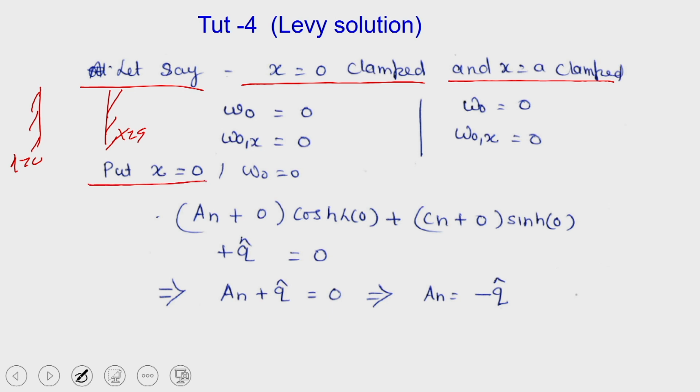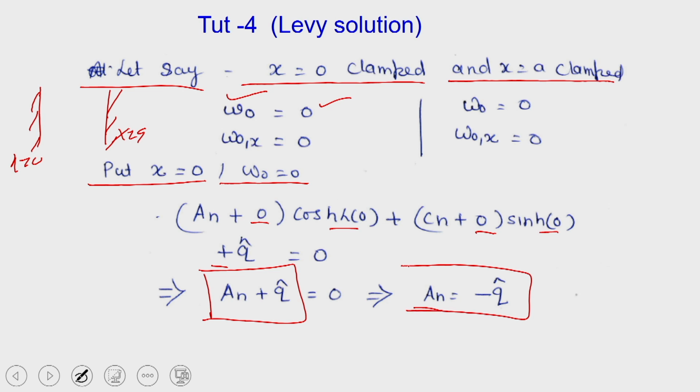You put x equal to 0; for that case, deflection must vanish. So you put x equal to 0 in that form. Then from there you come to know that A n plus q hat equals A n minus q hat. So your first constant will be the negative of your load vector.